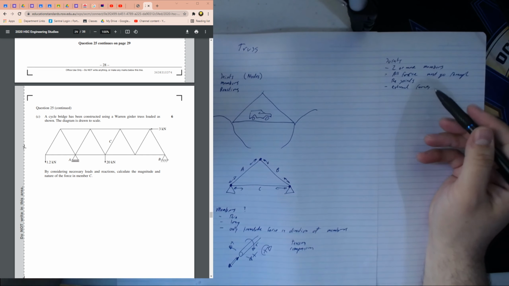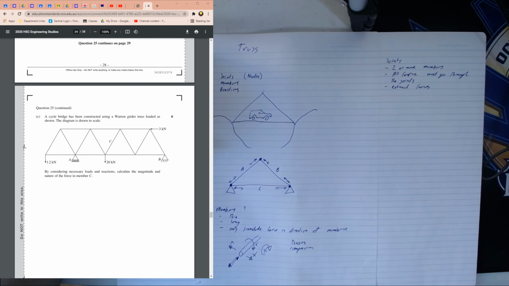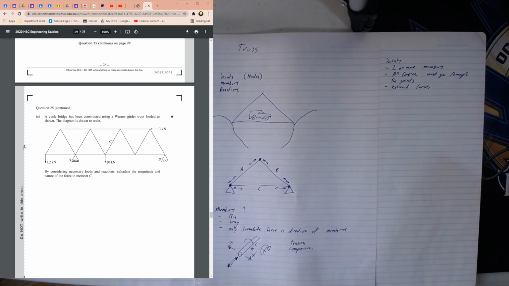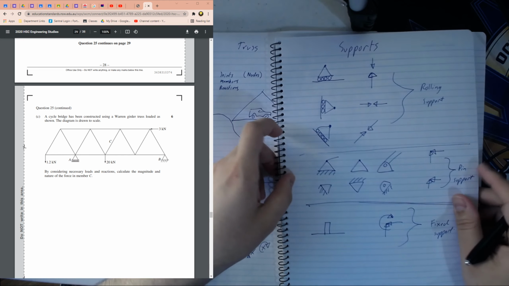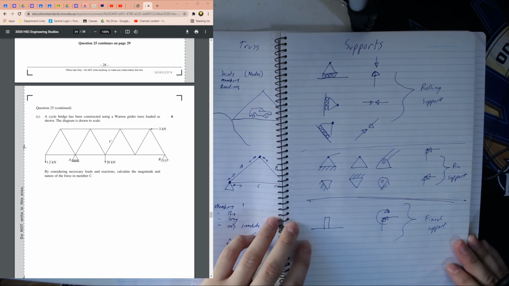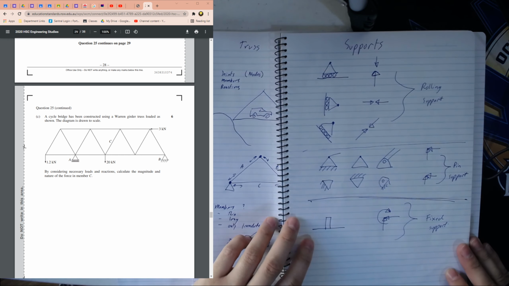So all external forces have to happen on the joints. Then the next thing we have is reaction forces, which I'm going to go over to this lovely paper over here to start talking about.